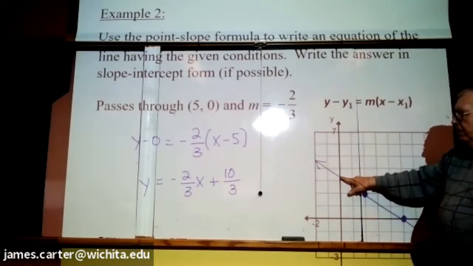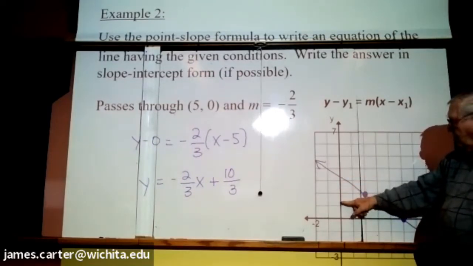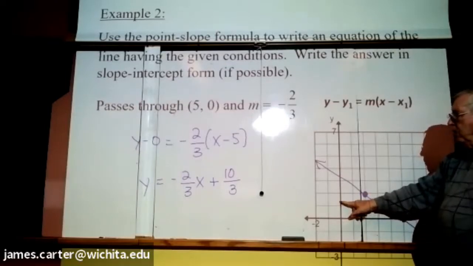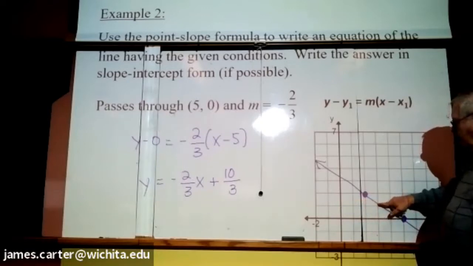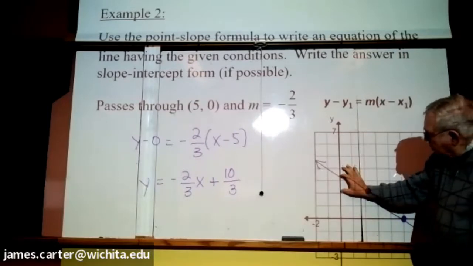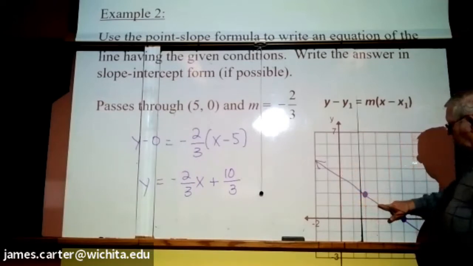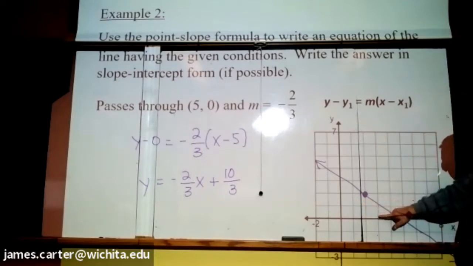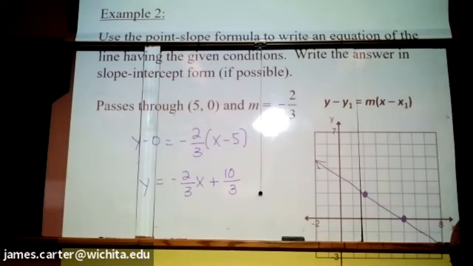We go down 2, 1, 2, and over 3. 1, 2, 3, right here. This point is also on the line, but using this down and over method, right there is 1 unit, 2 units down, and then 1, 2, 3 here. And then we could go 2 units down and over 1, 2, 3. Okay.